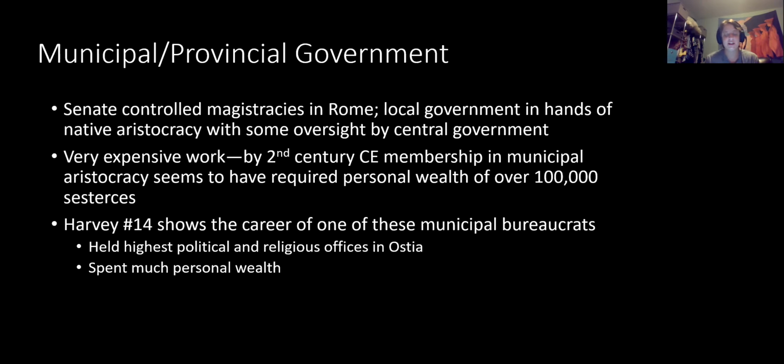Harvey's selection number 14 shows us the lengths these local administrators went to. In this inscription, the local magistrate from Ostia describes everything he did for the city. He held the highest political and religious offices available: aedile, priest, mayor, and censor. And this description also details how much personal wealth he spent on city upkeep and to keep the people happy. He personally financed games, the paving of the forum, the restoration and construction of temples, and even gave money to the town in times of crisis.